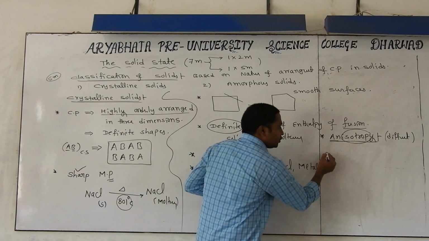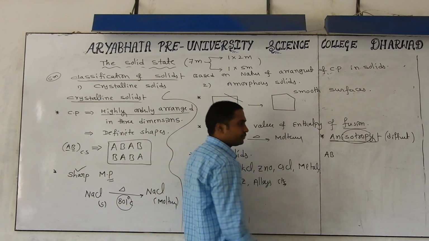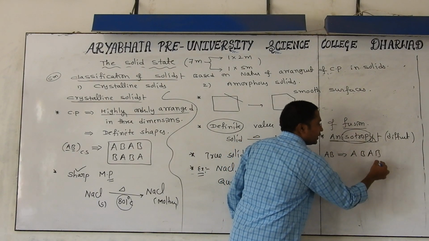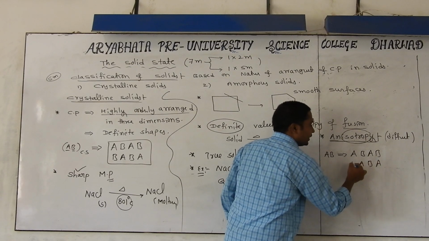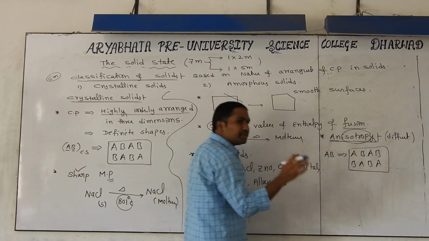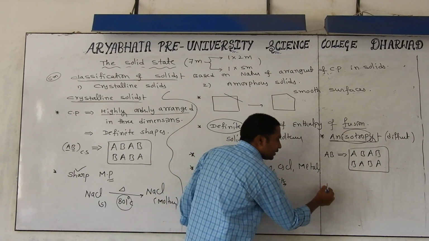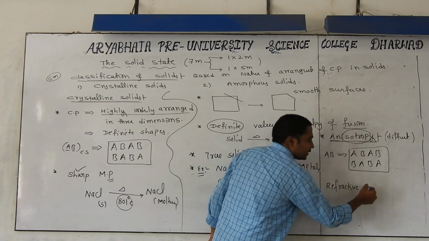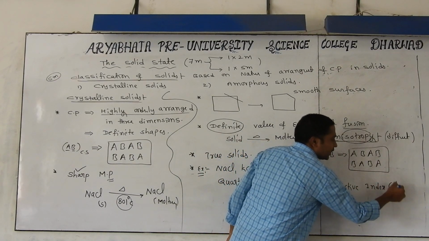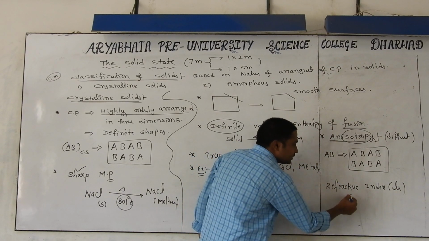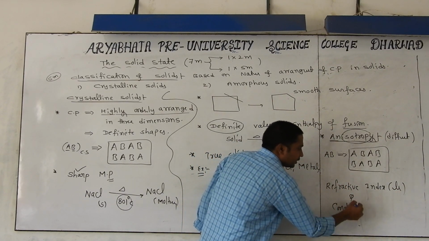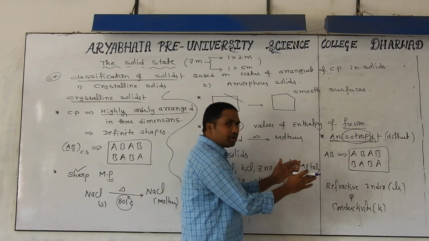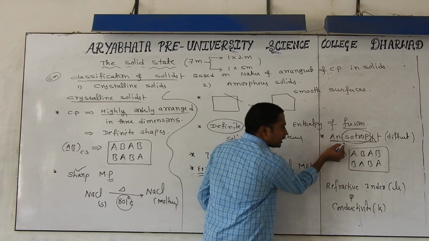For example, take AB as a crystalline solid. What is the arrangement of the constituent particles? AB like this, yes or no? Yes. Now consider some of the physical properties, like refractive index, denoted by mu, and we can also consider a conductivity property, denoted by K.